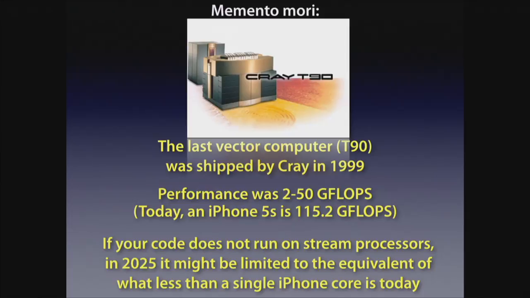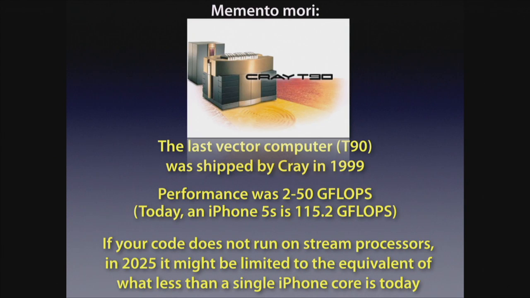Even when I started my PhD in Sweden, Sweden still had a vector computer by Cray. And the memento mori slide I want to show you here, those of you who are young don't remember these machines. They were really sexy. Cray T90, the last one was shipped in 1999. It was an awesome machine at the time, 50 gigaflops, which is roughly half the performance of my iPhone.